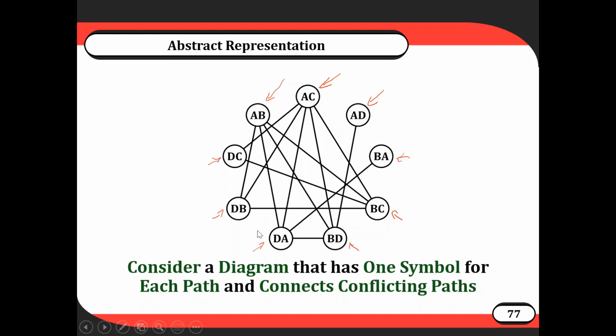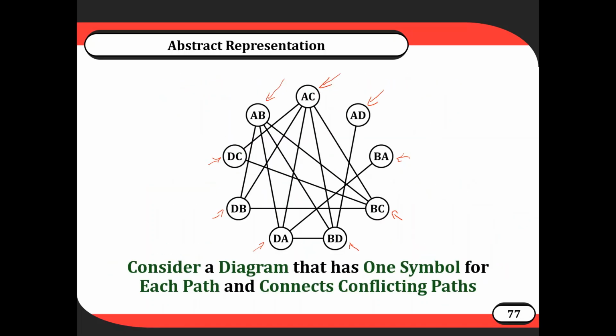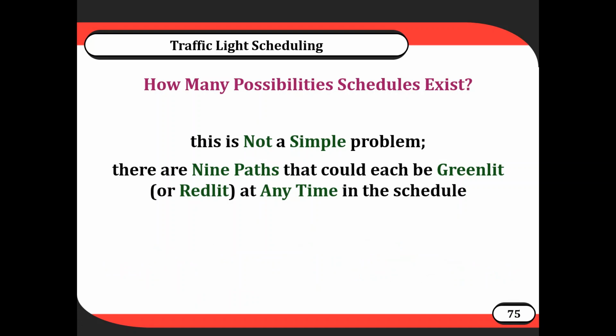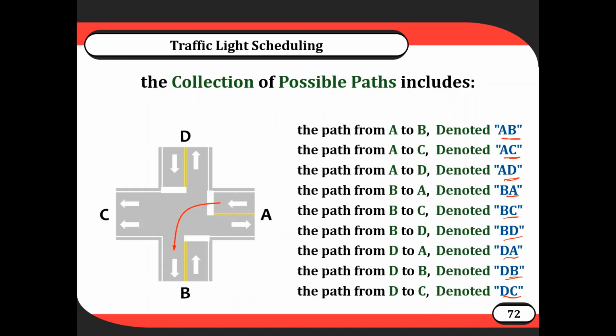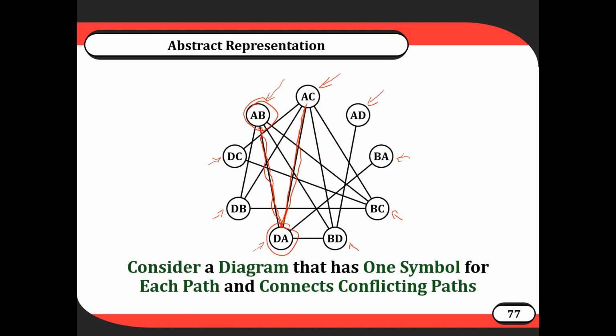Now we're going to connect any 2 paths that collide with each other. If we look back up here, we saw that AB is colliding with DA. So if we go back to our graph, here we have AB, and here we have DA, and this edge between them represents the fact that they can collide with one another. Each of these edges represents a potential collision. So we cannot have a green light between AC and DA at the same time. If we go back up, AC is here and DA is here. So yes, that is a collision. That is how we build our graph here.